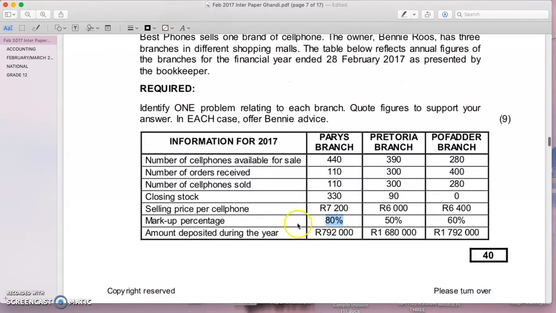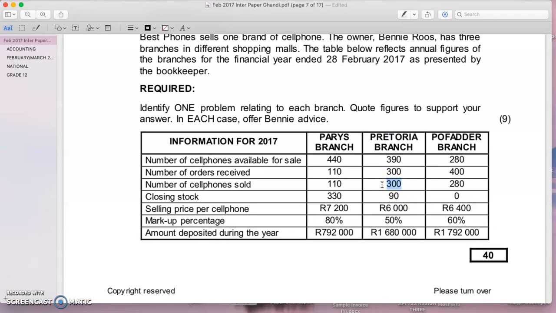And some advice for this branch would be, okay, decrease the markup, number one. Maybe we can have sales promotions. This way we would sell more phones and we won't have so many when we close. Or order stock as we require. So maybe we receive new stock every month, but if we haven't sold phones in a few months, then we don't need to get more. So that's some advice.